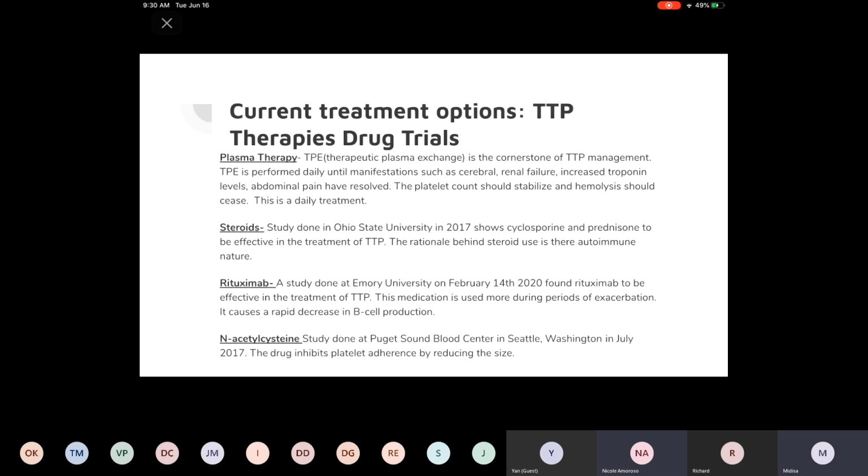I also want to add, when you are talking to a patient with TTP, to advise them against the use of aspirin and ibuprofen. Both can cause severe bleeding.